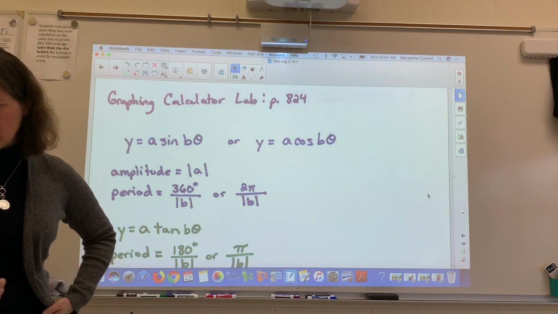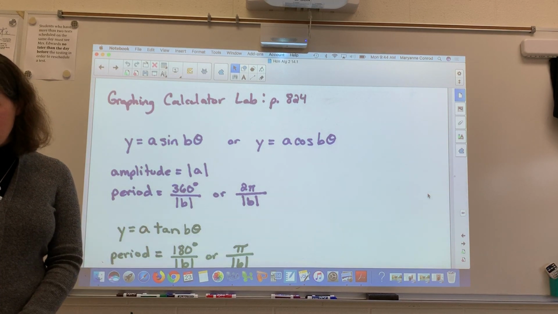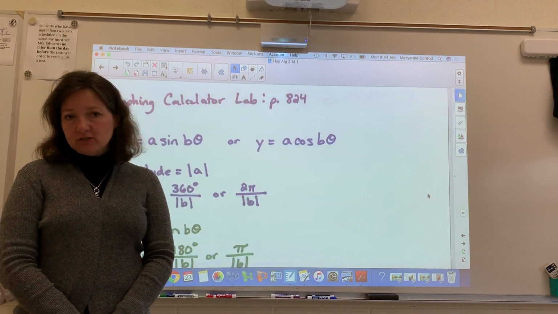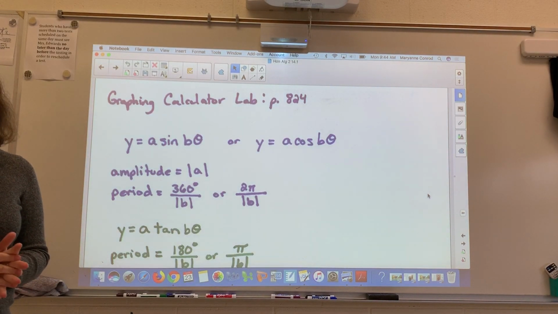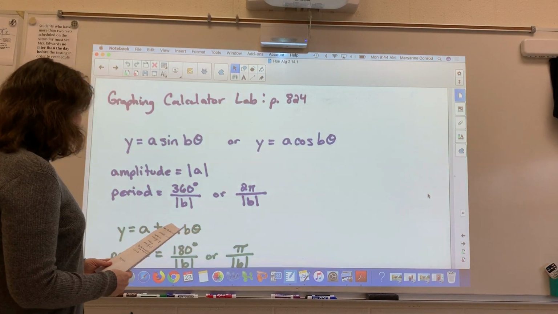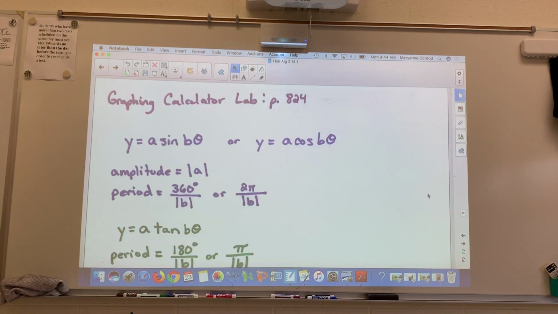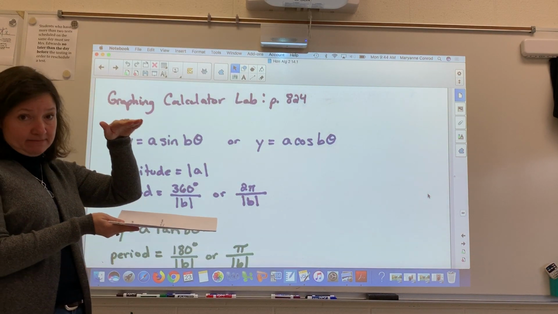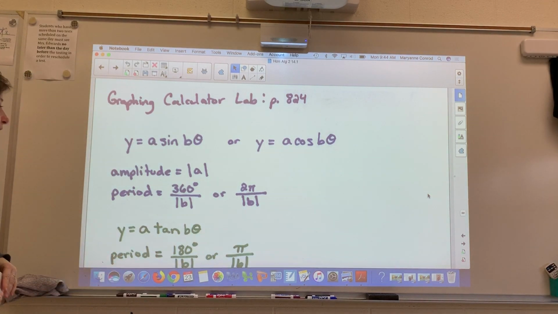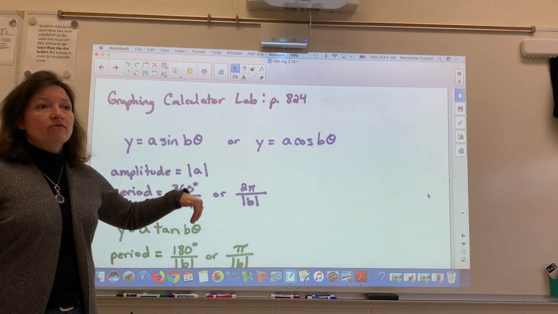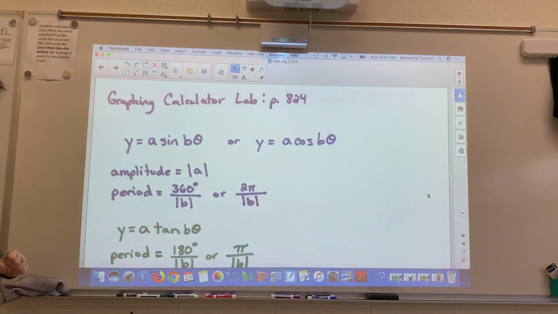You do not have to do the lab for the lesson, but you might enjoy seeing what happens to the curves as you change some numbers in the equation. Again, do that in radian mode. So we're going to go on to what in a trig equation affects the amplitude. Remember, amplitude is the max and minimum, so it's the height of the curve from the middle. And what affects the period. So what could change it from going to 360?